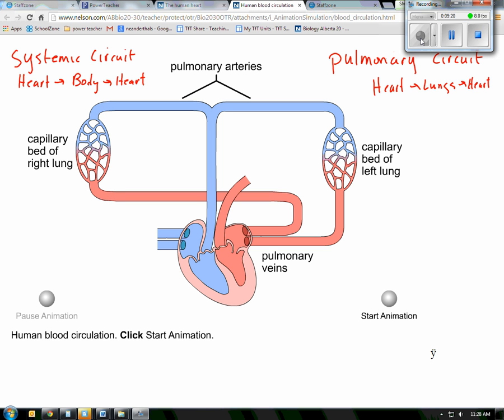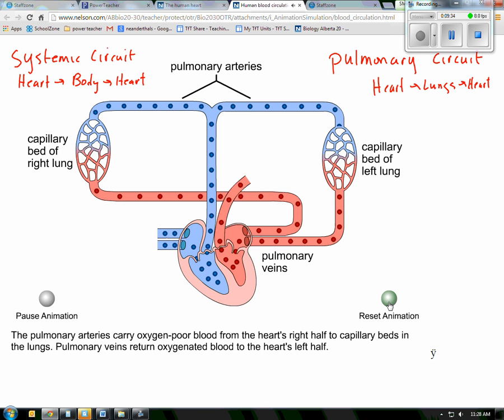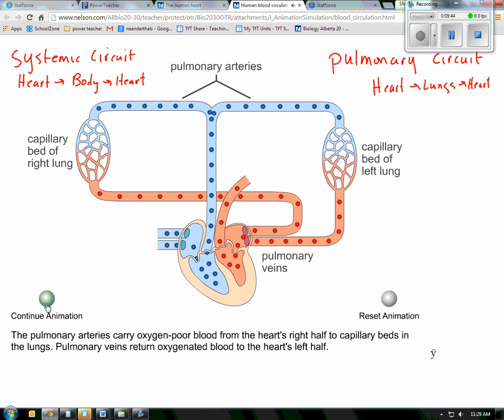So here's a little visual of these two kinds of circuits. So let's take a look at what this might be all about. There are two circuits for blood flow through the human cardiovascular system. The pulmonary arteries carry oxygen-poor blood from the heart's right half to capillary beds in the lungs. Pulmonary veins return oxygenated blood to the heart's left half.